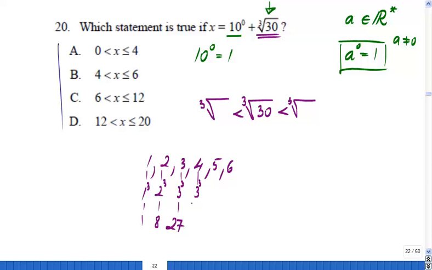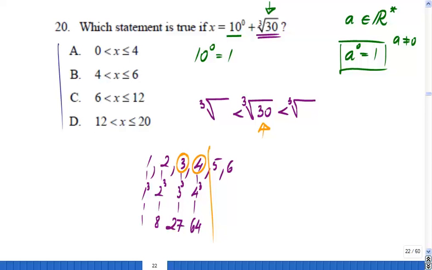What is 4 to the power of 3? 4 cubed. Well, 4 to the power of 3 is going to be 4 squared times 4, which is what? 16 times 4. And that's going to be 64. And I should stop right there. Why am I stopping? Because what do I need to find? I need to find a number that cubed is less than 30 and one that is greater than 30. And I've got my two numbers.